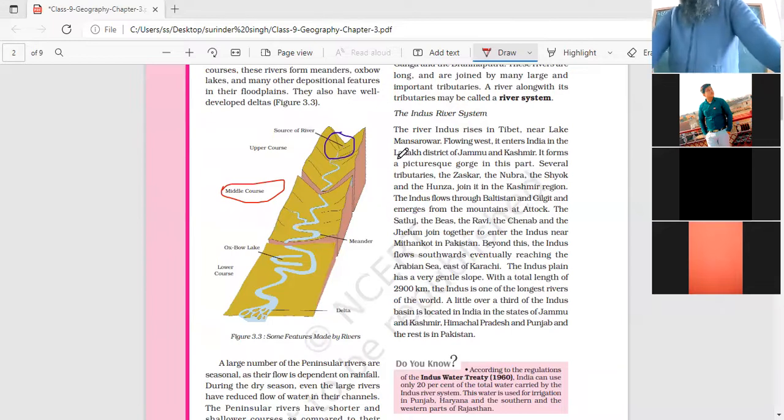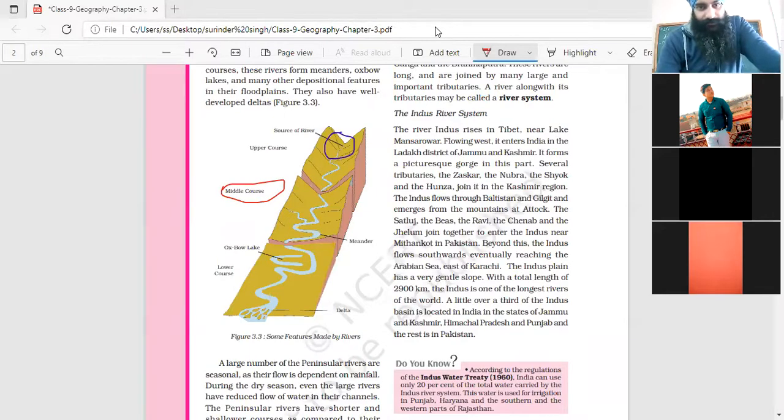So when a river leaves a mountain, suddenly its velocity decreases due to the low gradient. The river deposits the sediments at the foothills of mountains. Foothills: that part where the mountain ends and the plains begin. It results in the formation of alluvial fans.